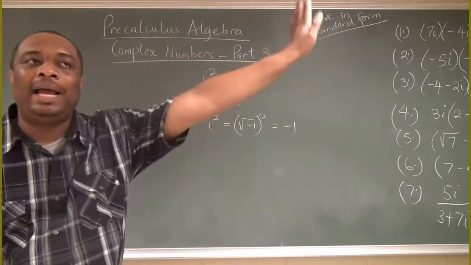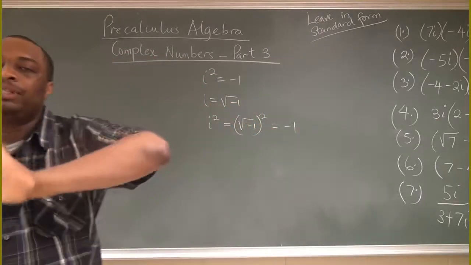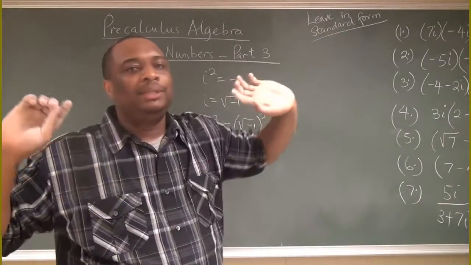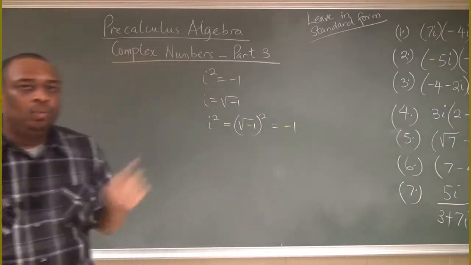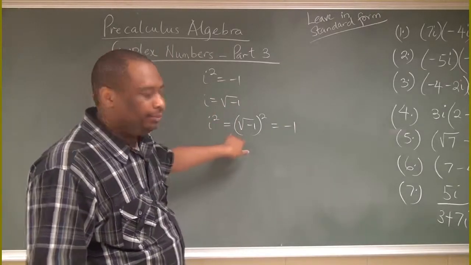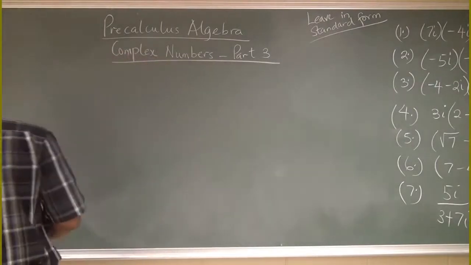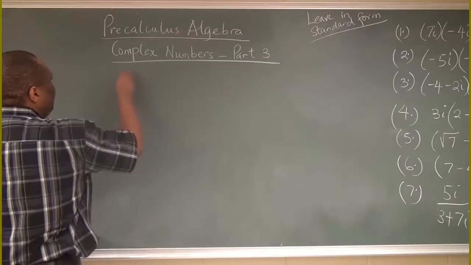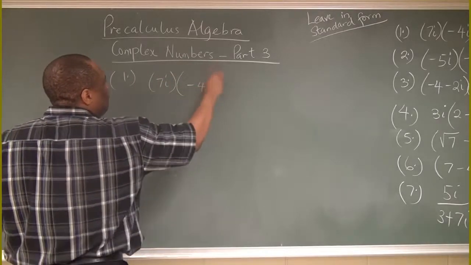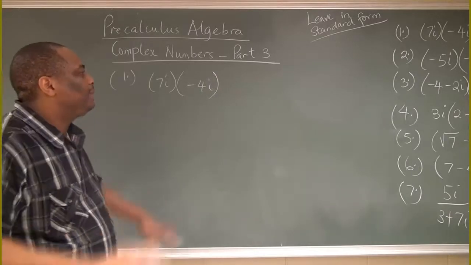Just like we multiplied monomials, just like we multiplied a monomial and a binomial, just like we multiplied two binomials using the FOIL method, that is the way we do it for complex numbers. We just have to keep in mind this knowledge also. All right, let's solve the questions on the right. Number 1, we have 7i times -4i.